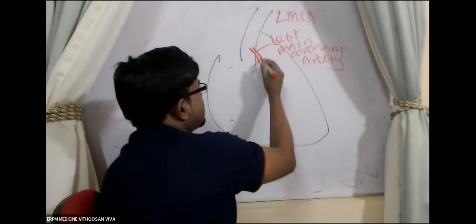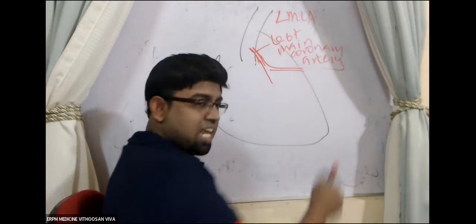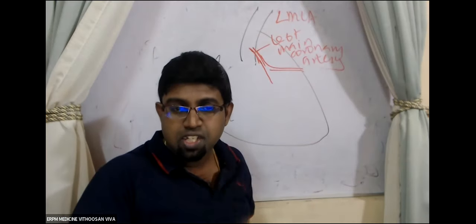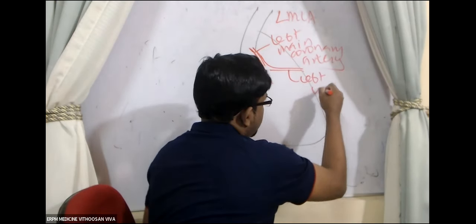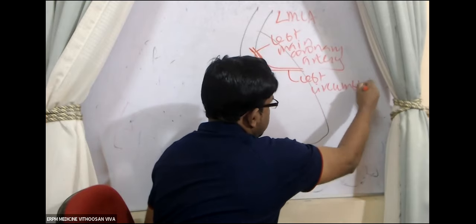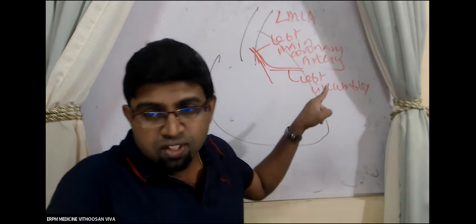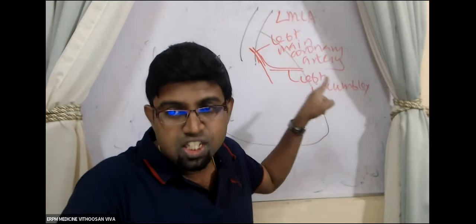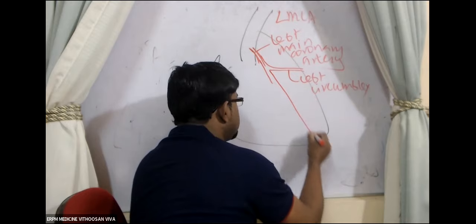So once it has started, guys, look here. It gives a branch here. Everything is here in the slides. It gives the branch here, which is called the left circumflex artery. So after giving the left circumflex artery, it is running anteriorly.